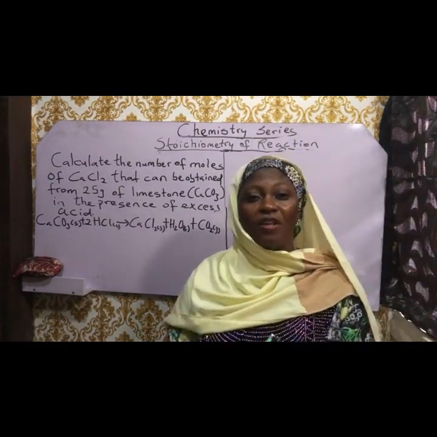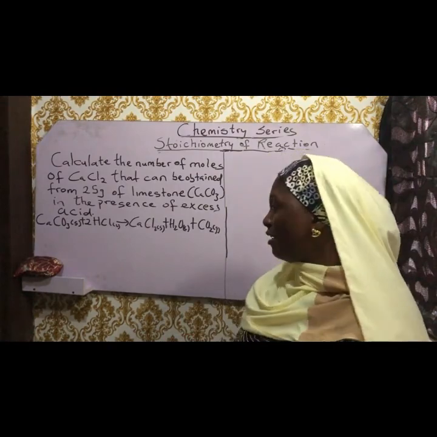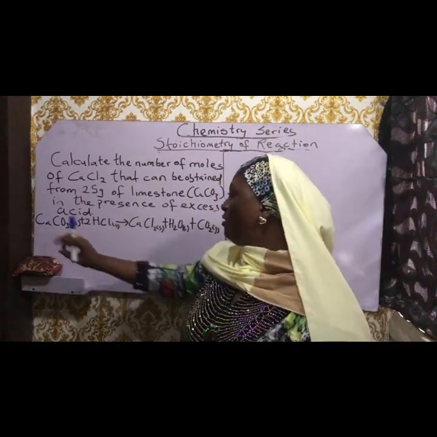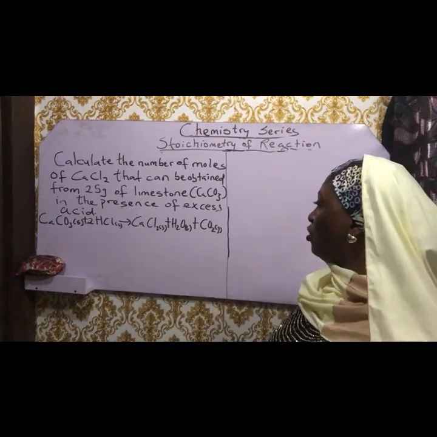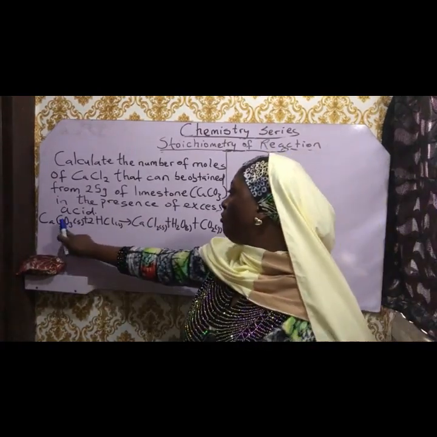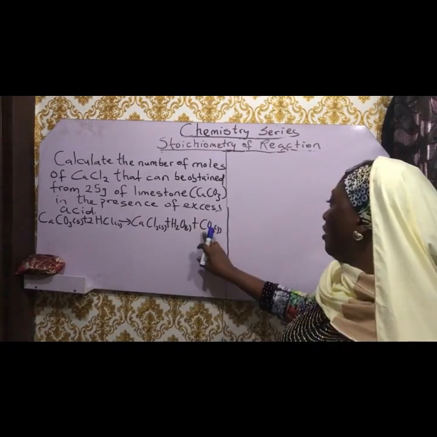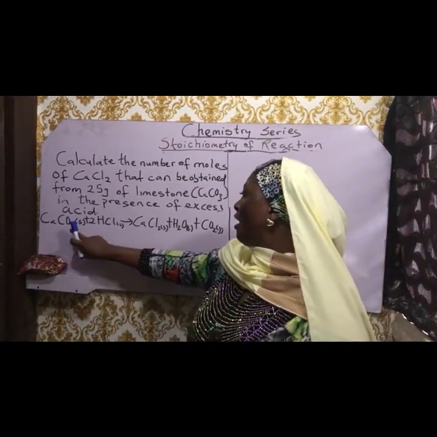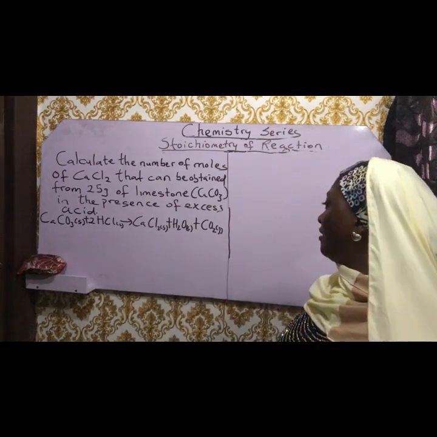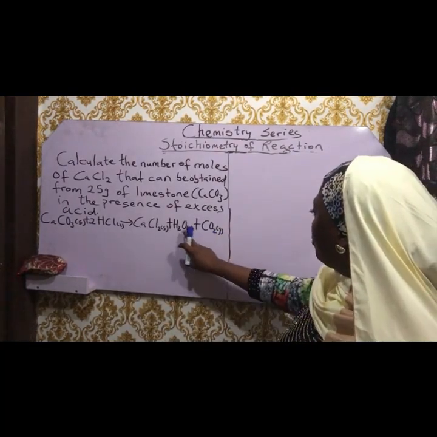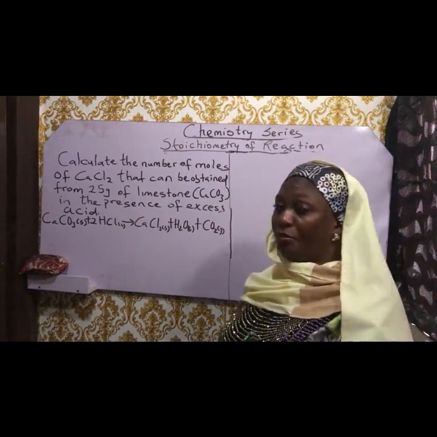Let's check if the equation of reaction is balanced. We have 1 atom of calcium in the reactant and 1 atom of calcium in the products. We have 1 atom of carbon in the reactant and 1 atom of carbon in the products. We have 3 atoms of oxygen in the reactant, and 2 plus 1, 3 atoms of oxygen in the products.